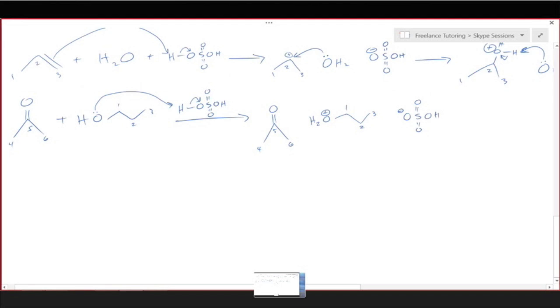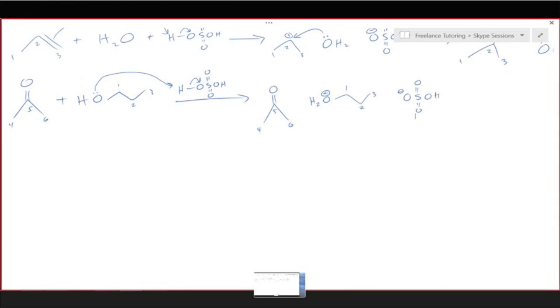Okay. So, did this seem like the right oxygen to protonate? No, it didn't. So let's try the other way and see if that gives us a more interesting reaction. Okay.